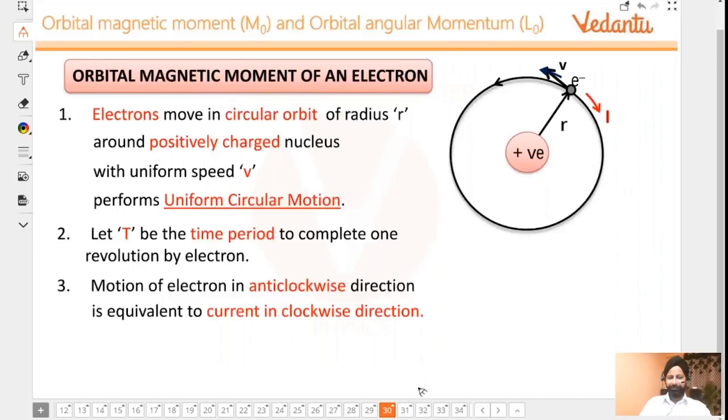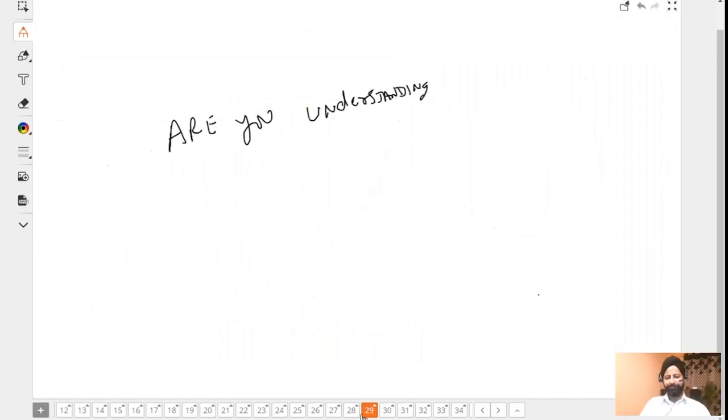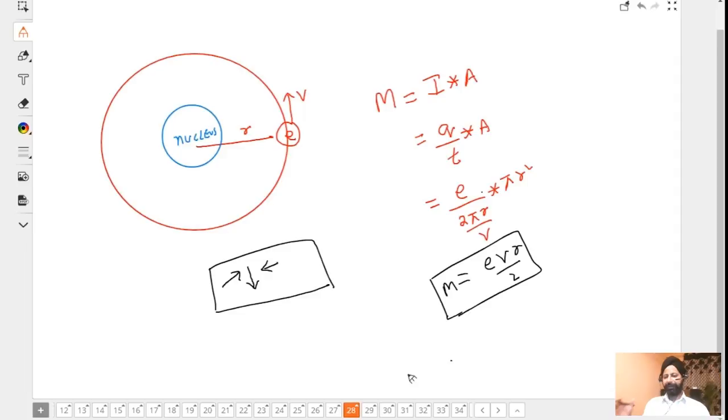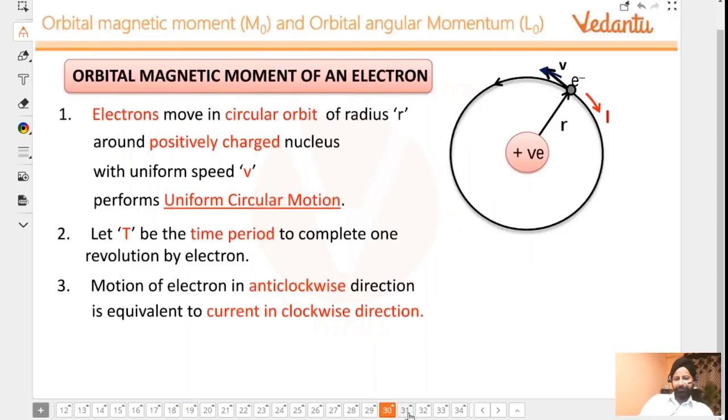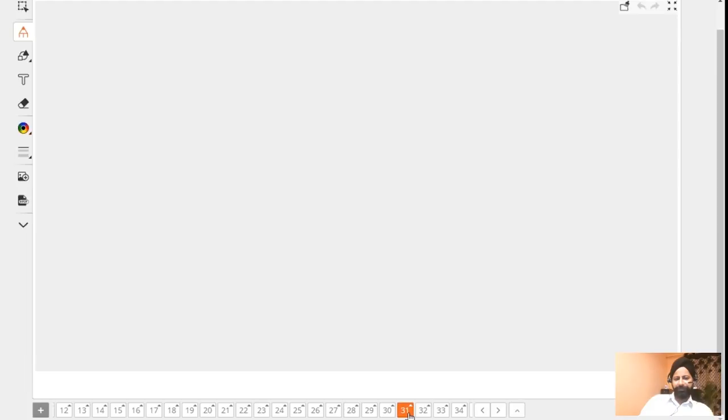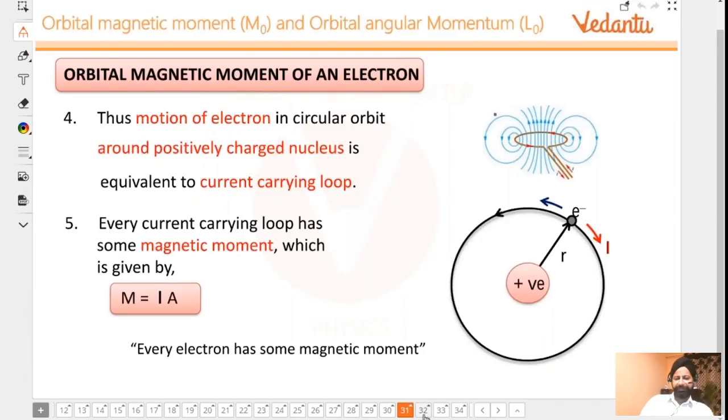So this is what we have. T is the time period to complete one revolution. Please note this formula down first of all. For an electron going in a shell with radius r and velocity v, the magnetic moment is e v r by 2, where e is the charge of the electron. Moving on from here. So many slides are actually saying the same thing that I summarized there.